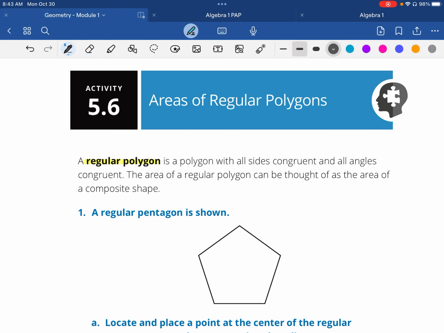Let me go ahead and erase that down there. So what we're going to do is use the strategies that we learned in the last activity to help us find the area of a regular polygon.